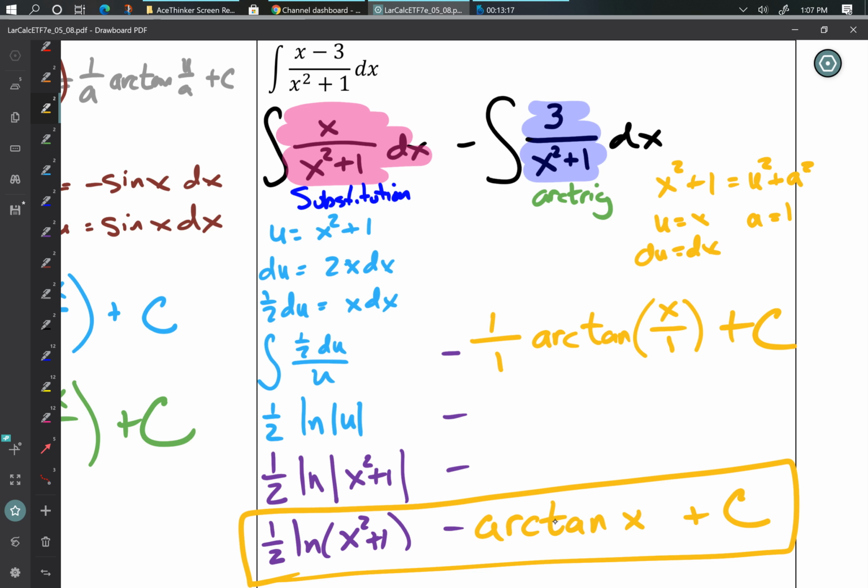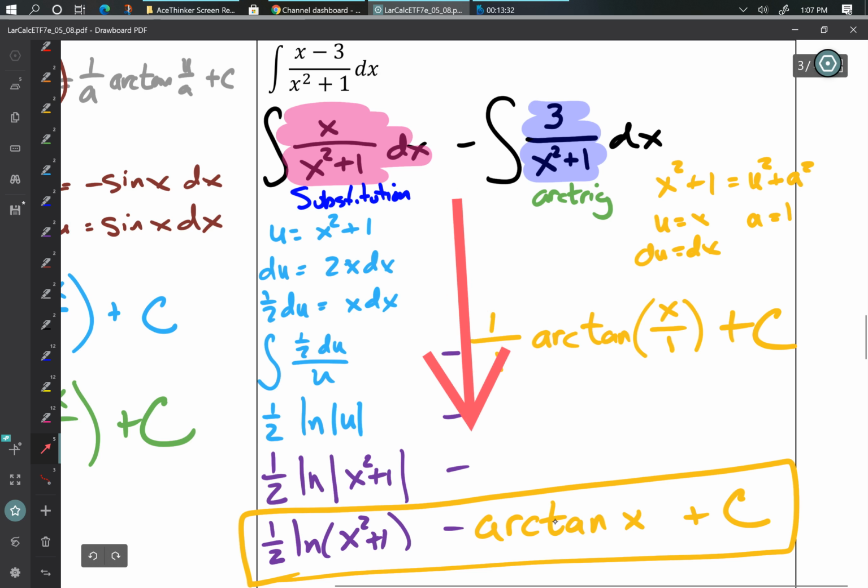And so I can write it as a difference of fractions and integrate each of them independently. One integrates with substitution, one integrates with arc-trig. Now, at some point, if you do this enough, you are going to get good enough at this that you can go directly from that line right there to the answer, because you'll see it.